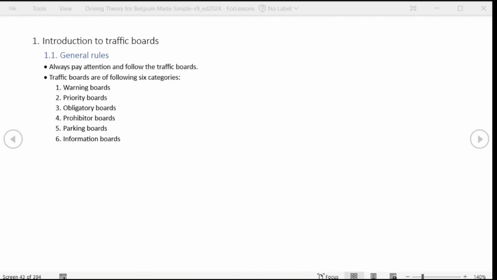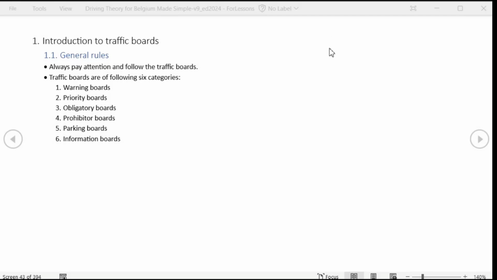Hi, welcome back. So let's start with the first lesson related to driving theory in Belgium for Category B license. As we discussed, we will go over all these 7 lessons and we will do lesson 1 today. We will talk about the introduction to traffic boards.